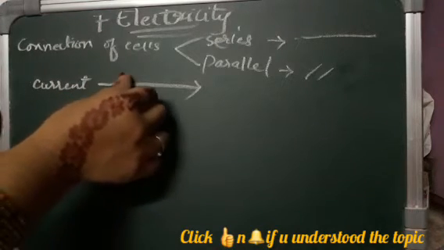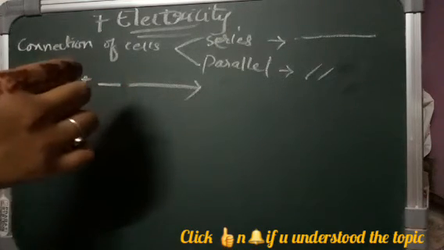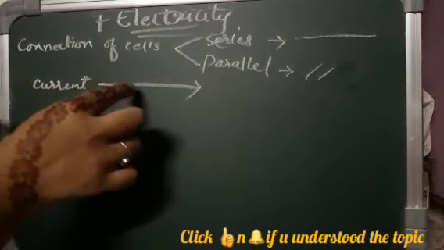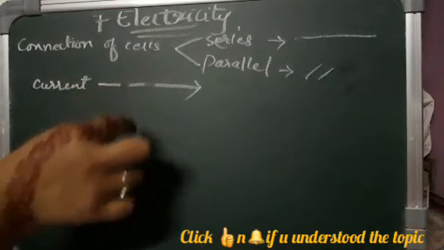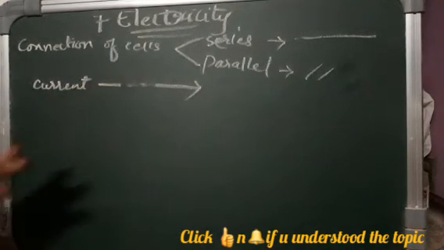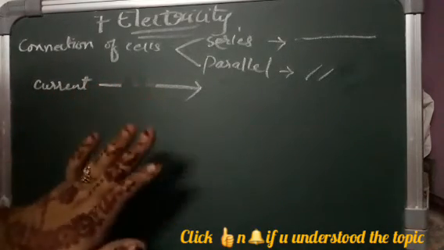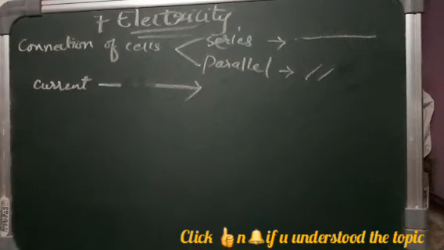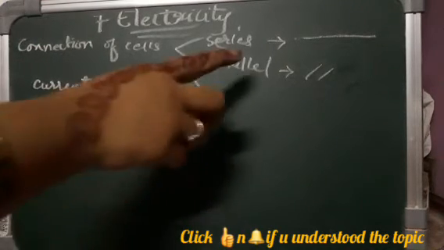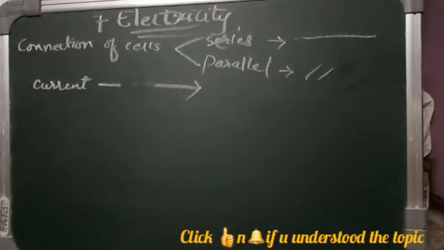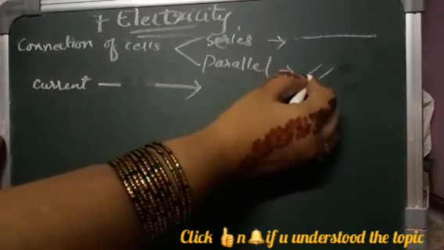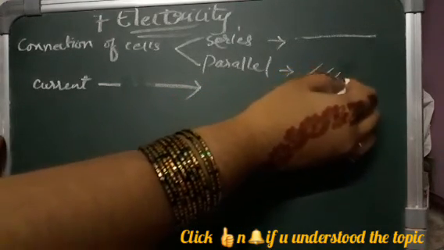suppose any one of them is removed. Suppose we remove any one of the cells, that means the circuit is incomplete and the current does not flow. Whereas in parallel, there is more than one path for the flow of electricity. Each bulb in the circuit is connected in a separate path through which electricity can flow. That means in parallel they are connected in more than one path.